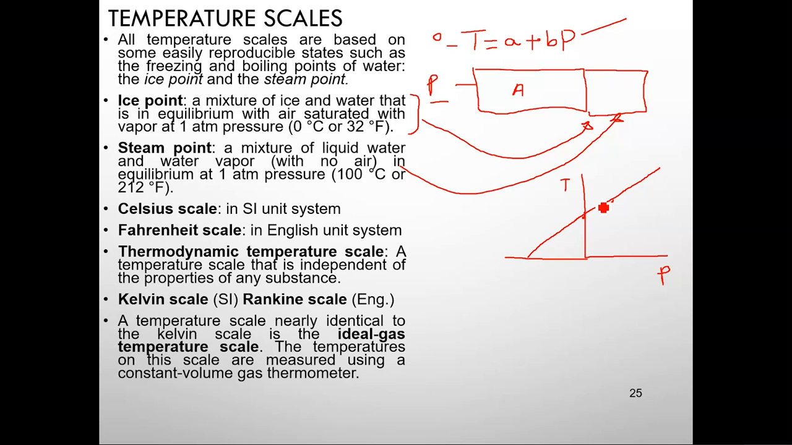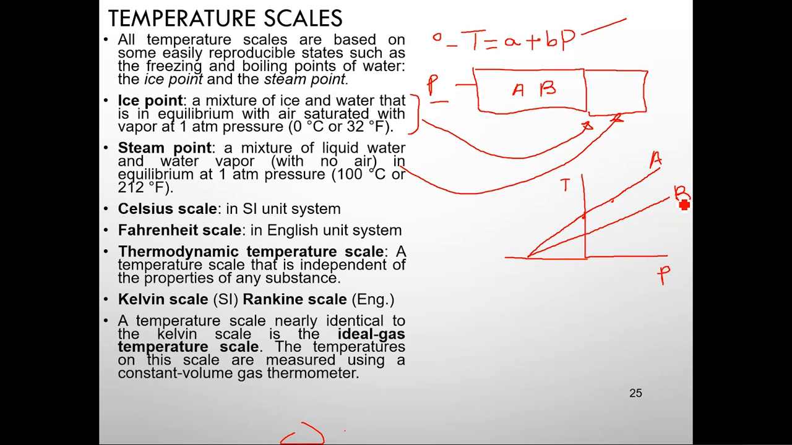Clear? Now, if I change the gas with gas B, some other gas, I essentially have this line for gas A. If I change the gas with some other gas, let's say gas B, I will have another line for gas B. Clear? Because the characteristics of the gas would change. So now the pressure readings would change, and you would have a line with a different slope.